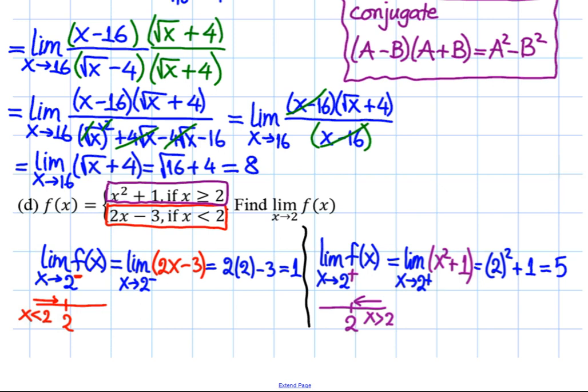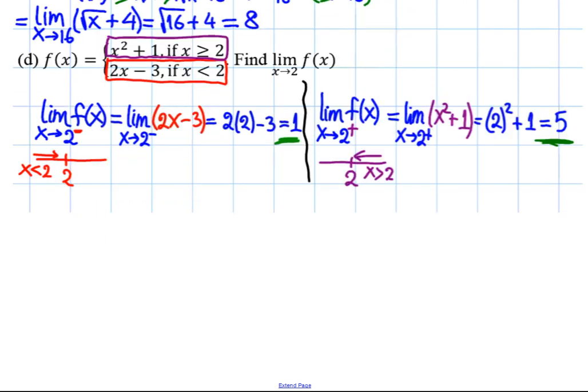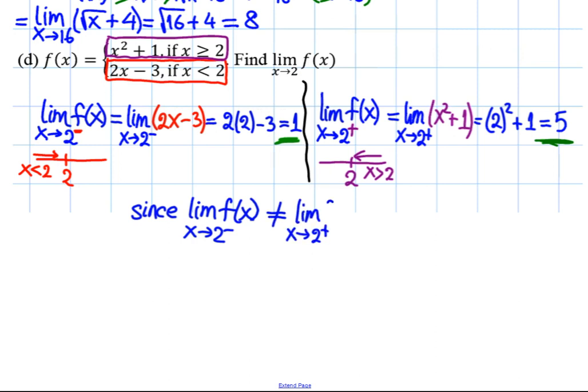Now the left side goes to 1, the right side goes to 5. They are not the same. So we say the limit does not exist. The limit approaching 2 from the left is not equal to the limit as x approaches 2 from the right. The limit when x goes to 2 from both sides does not exist.